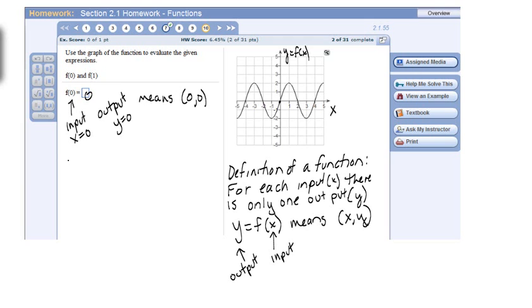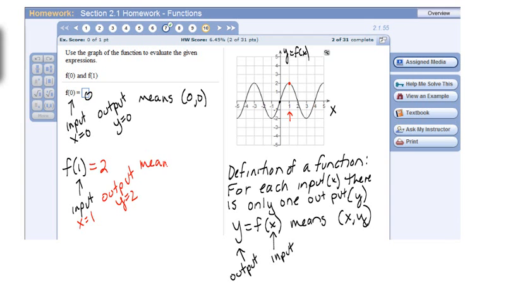The second one, f of 1. I'm just going to write it down here since I don't have this live. That means that the input is 1. So I go to the input being 1. Let's do it in a different color. The input 1 is right there on the x-axis. x equals 1. So if you look, the output is 2. So the answer to this is 2.